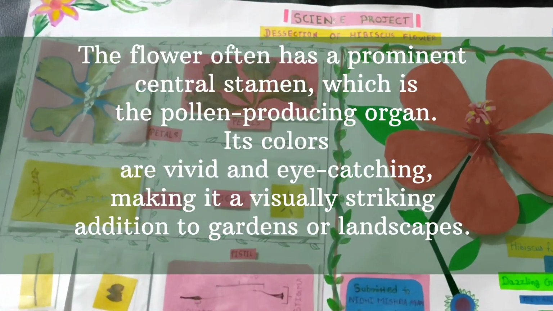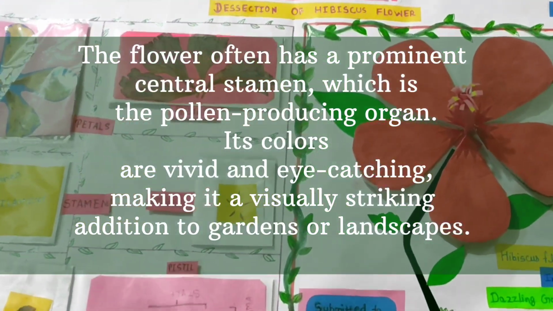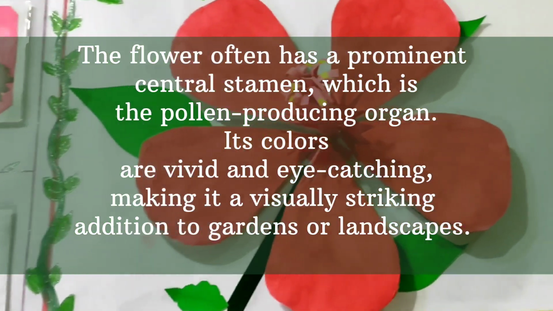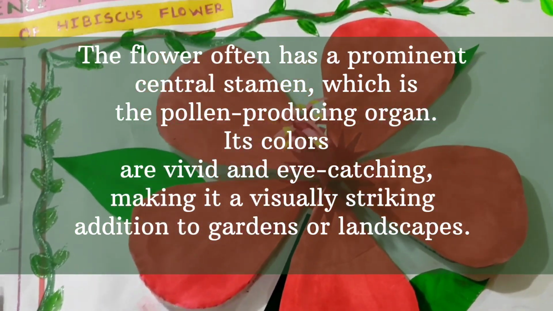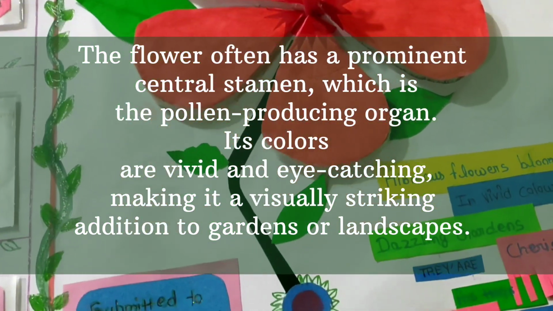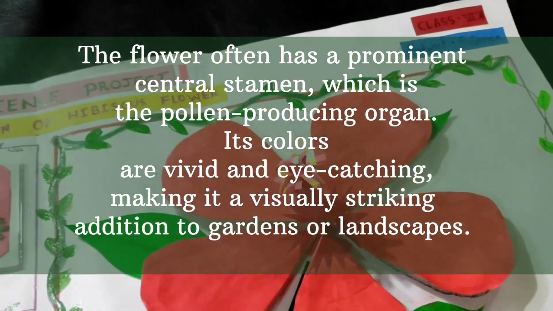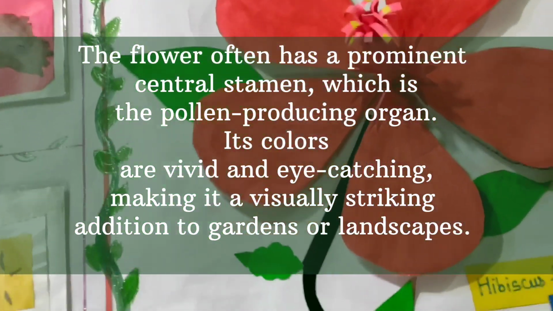The flower often has a prominent central stamen, which is the pollen producing organ. Its colors are vivid and eye-catching, making it a visually striking addition to gardens or landscapes.